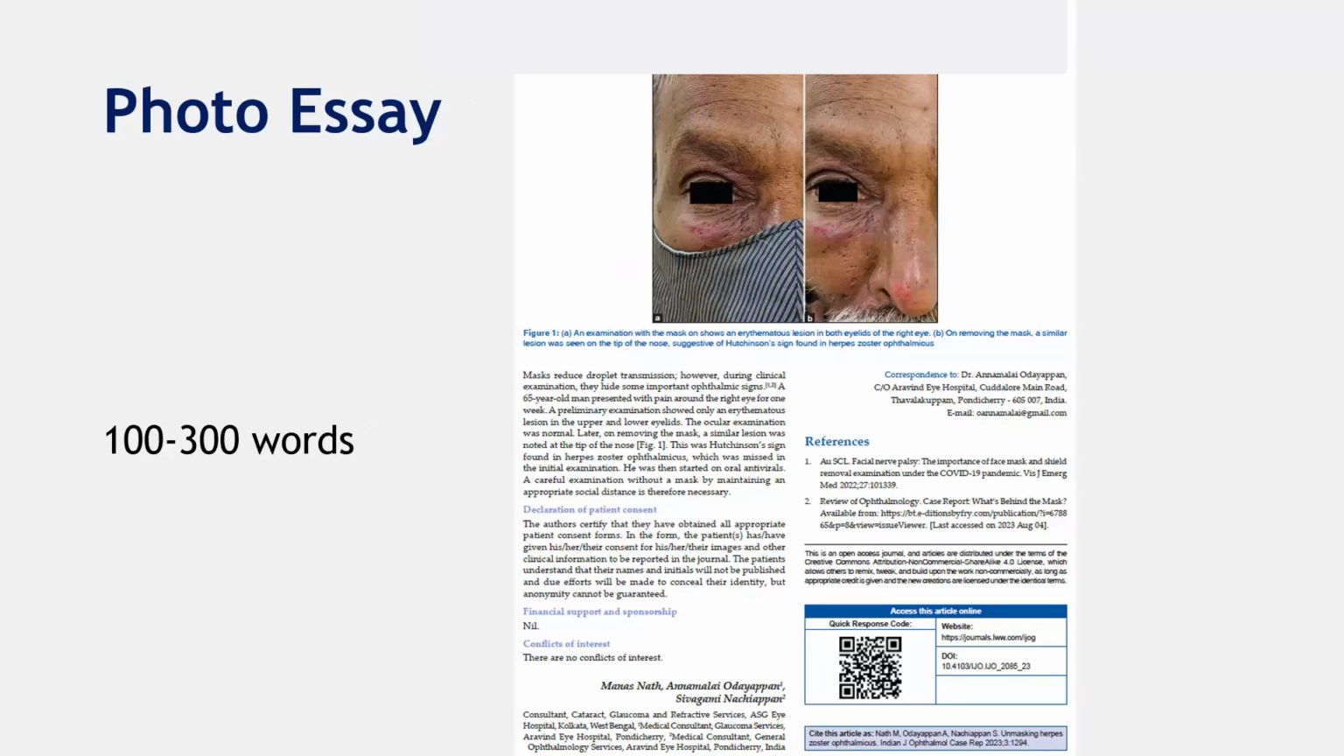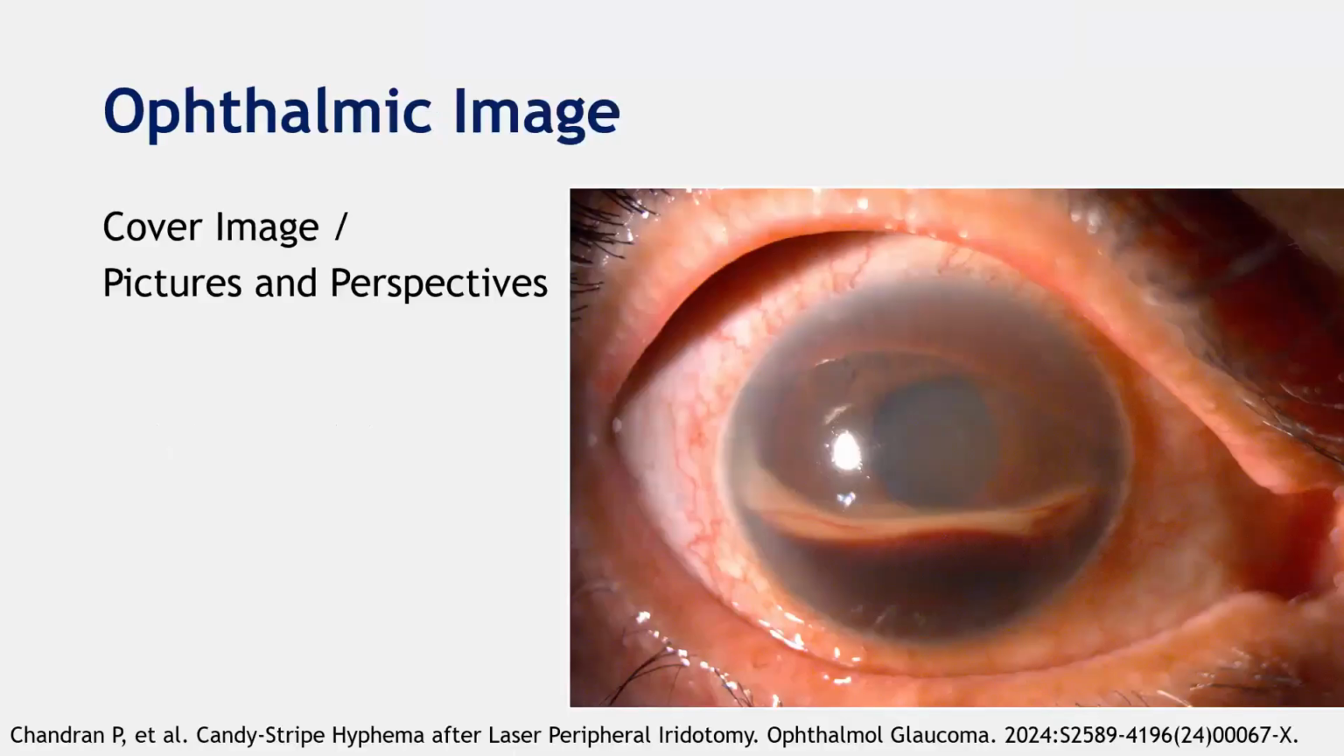There is one better way to do it also. Suppose you have a very catchy photograph, you can just publish it as an image, which can be under different headings in different journals: either an ophthalmic image, or you can send it as a cover image, or it could be pictures and perspectives. So you just send the image and a very short write-up of less than 100 words. It still counts as a publication for you, and you don't need to put in too much effort finding references also. But the more important thing is, you need to have a good photograph.